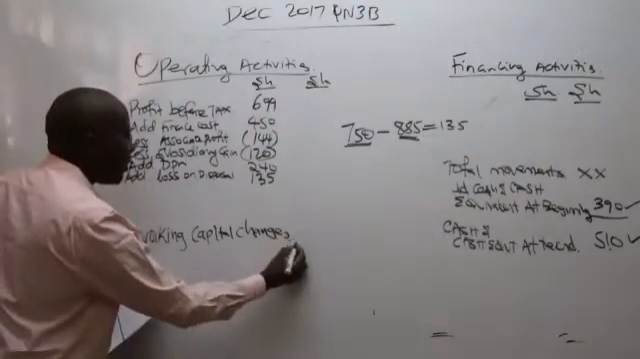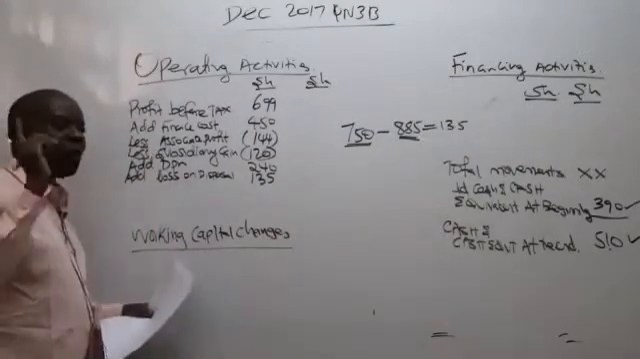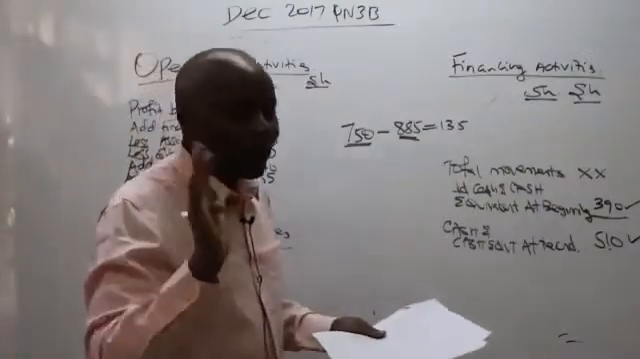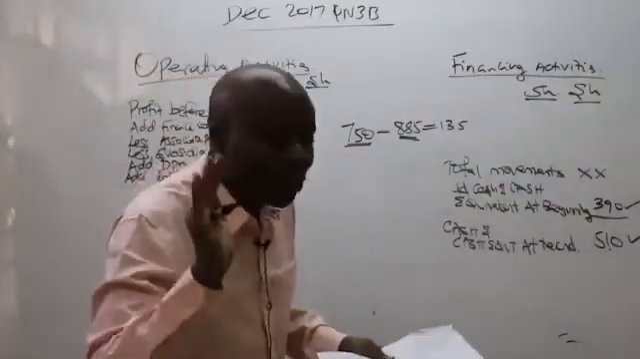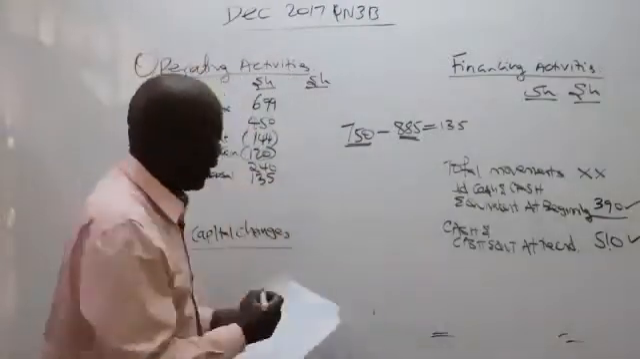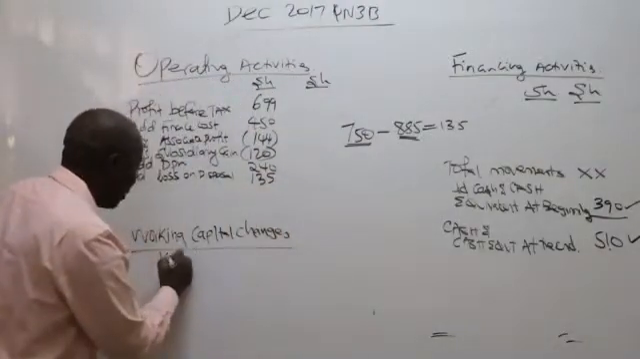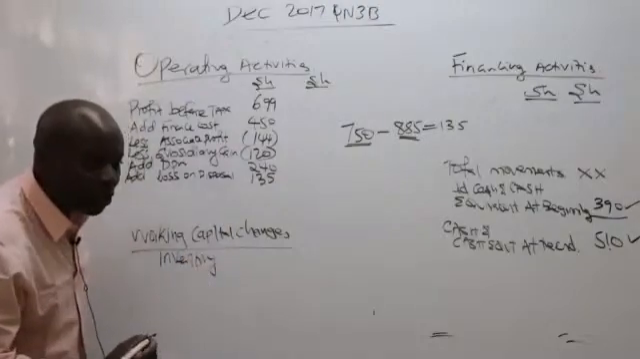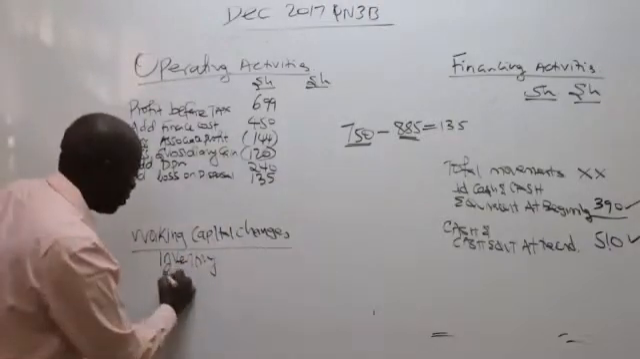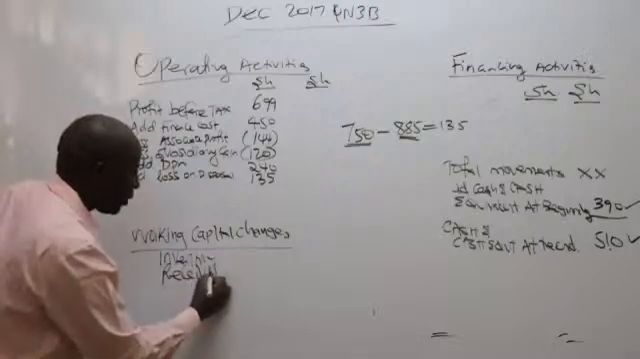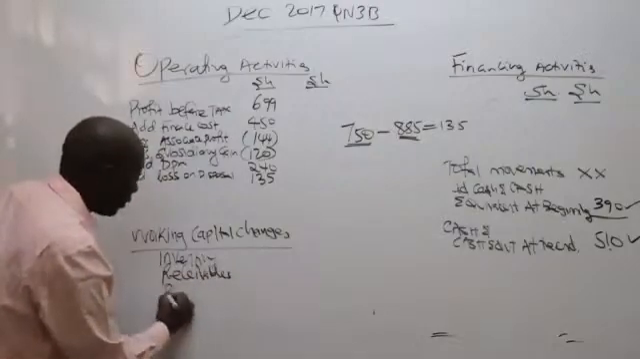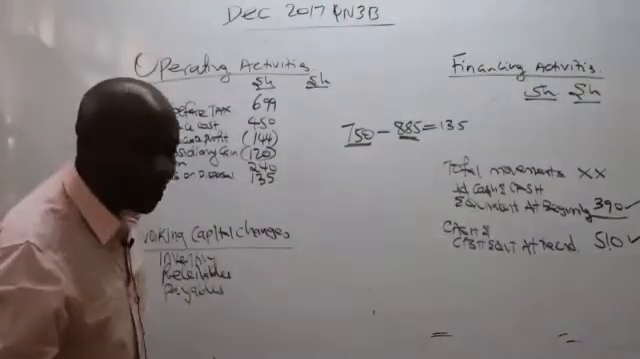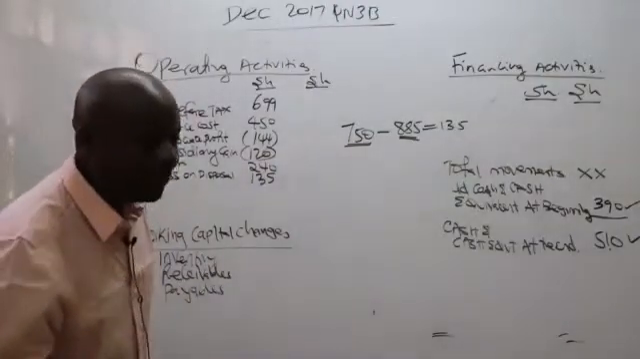So under working capital changes, what do we have? Yesterday you told me that under working capital we normally have 3 things. What and what and what? We have inventory. Thank you very much, Meshach. The next one is receivables. The last one, ladies and gentlemen, is payables.